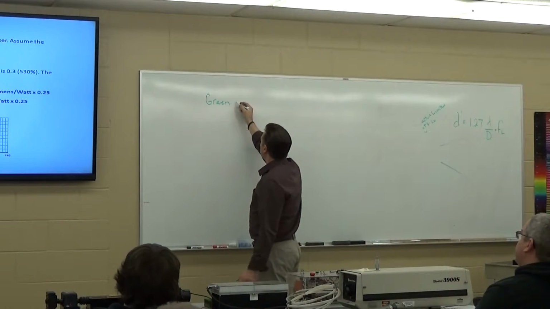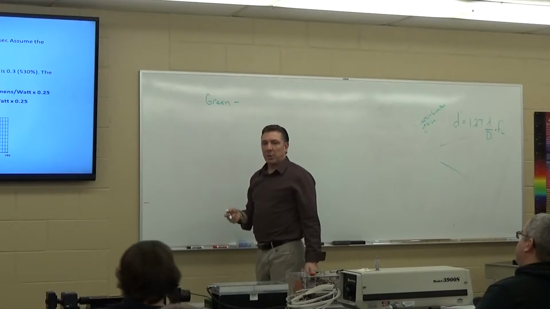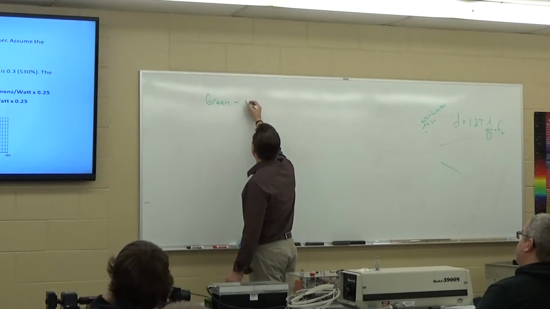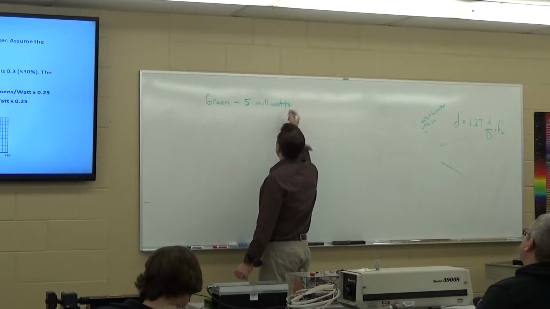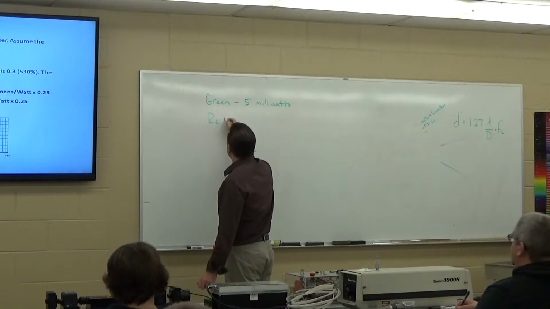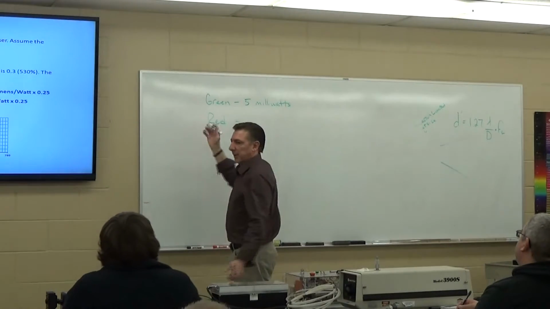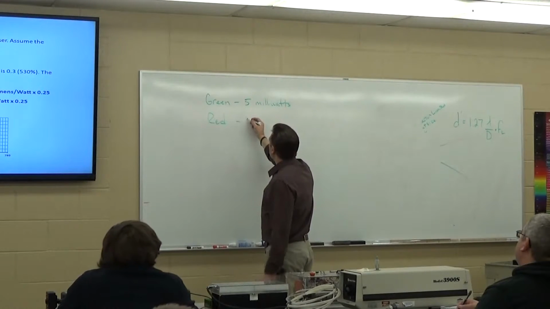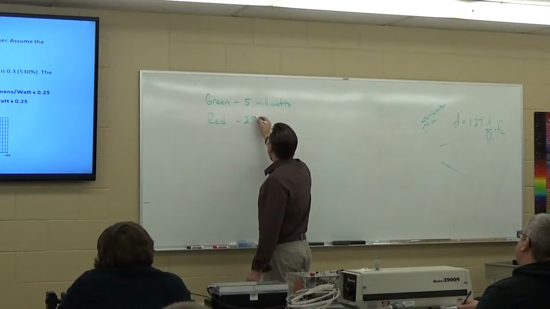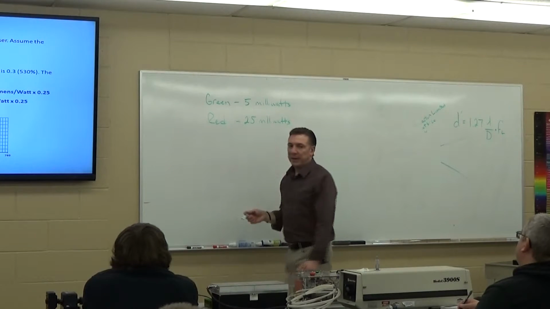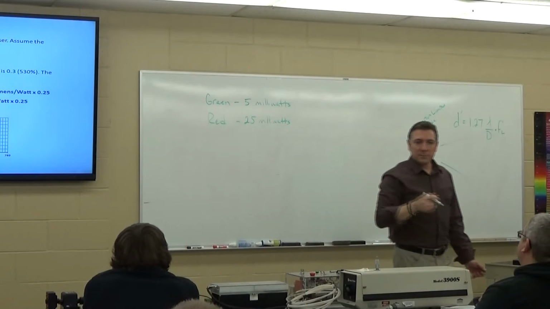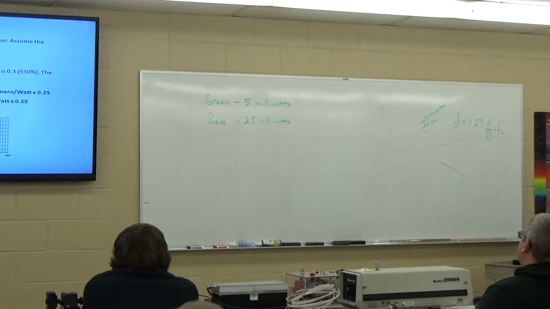Let's say the green laser has a power of 5 milliwatts. And let's say we have a red laser. It doesn't have to be a laser, it could be an LED, whatever light source, that has a power of 25 milliwatts. And I ask you, which one is brighter? You might say, well, the red's got 25 milliwatts, so that's got to be brighter. But you don't know, because you have to go through this calculation to figure it out.